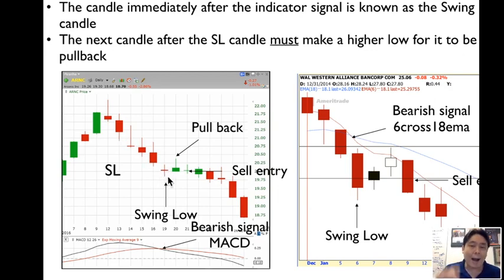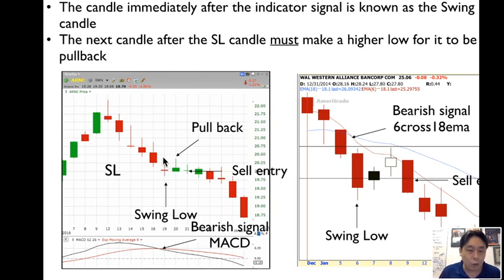Okay, right after the swing low, the next candle must have a pullback. Pullback means it must make a higher low and a higher high to indicate a pullback. All right. Now, again, what if the next candle doesn't make a higher low? What if it makes a lower low? Then it's not a valid trade. It's not a valid impulse pullback trade. Because remember, for this strategy to be valid, the swing low must appear right after that bearish signal. It cannot come a few candles later, right?